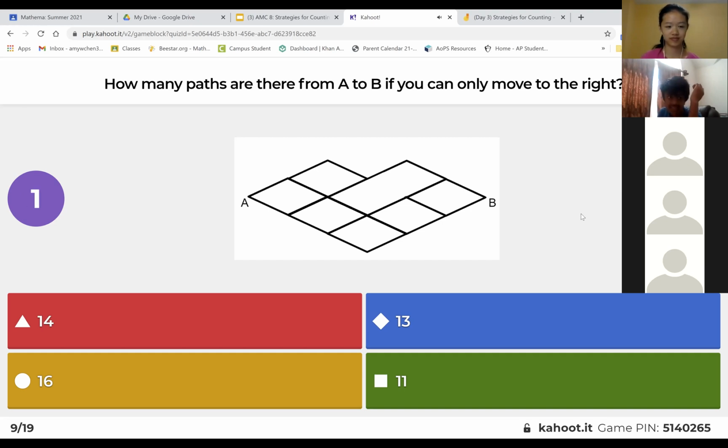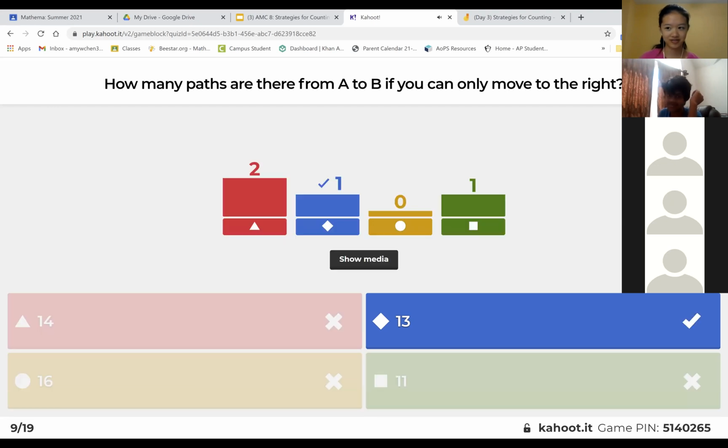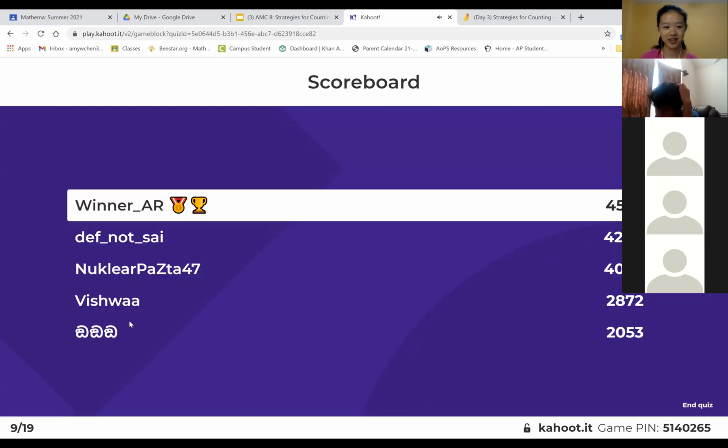These are hard. At least on homework, we'll be able to practice. Oh wow, only one person got it right. Who got it right? Vishwa, wow, nice. You're fast. I don't know, maybe you're... are you drawing the diagram? Wow, okay.